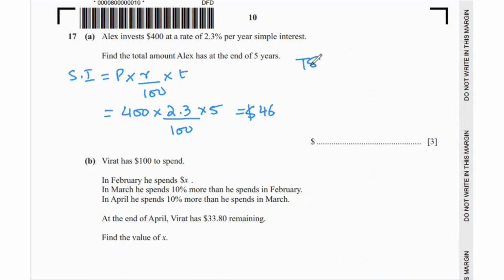To find the total amount, we will add this to the amount that he invested. So 400 plus the interest that he's earned. So that's going to give us $446. That is the total amount he receives after 5 years.